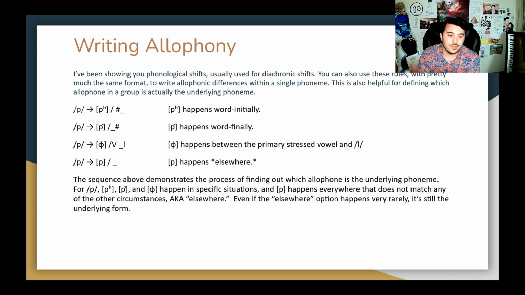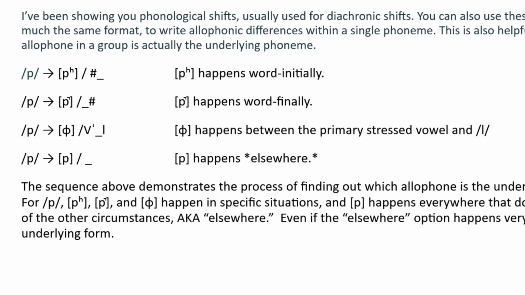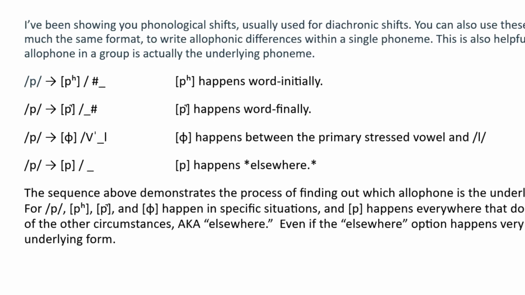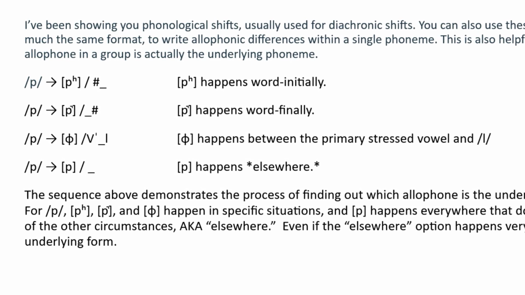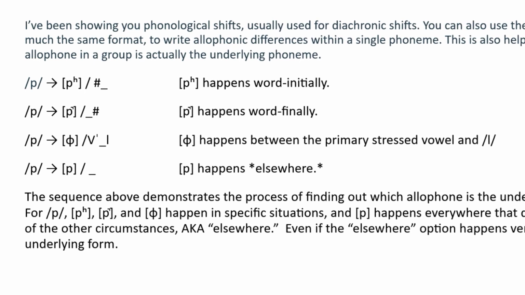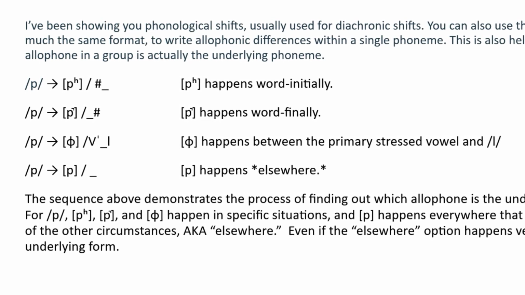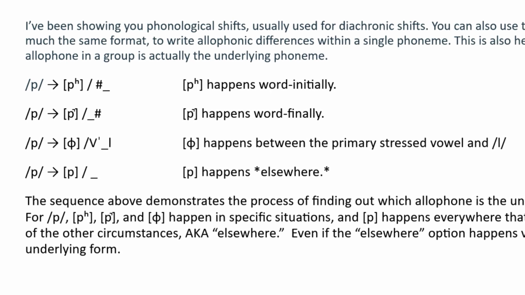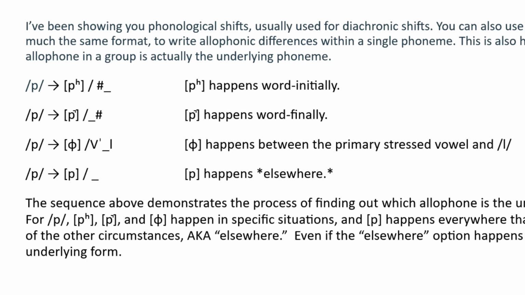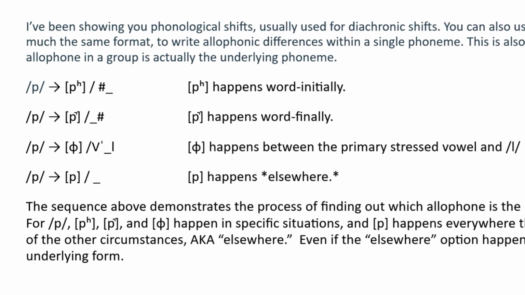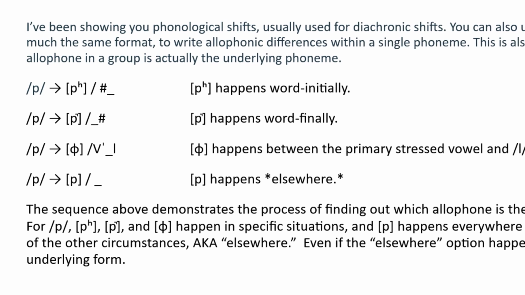So in this example that I wrote, we have the phoneme pa, and we're going to find out why it's the phoneme pa. It's released as an aspirated pa word initially. So you can say that pa happens word initially. We have pa turning into an unreleased pa at the end of words. So unreleased pa happens word finally. And then we have pa turns to fa when it is following a vowel that has primary stress in the syllable and before la. Just a random specific one that I made up for the sake of it. And then pa released as the classic pa elsewhere.